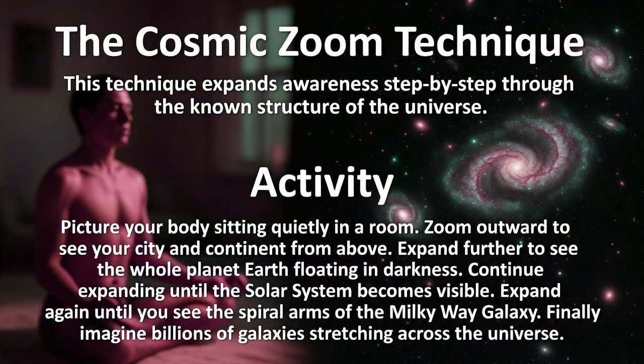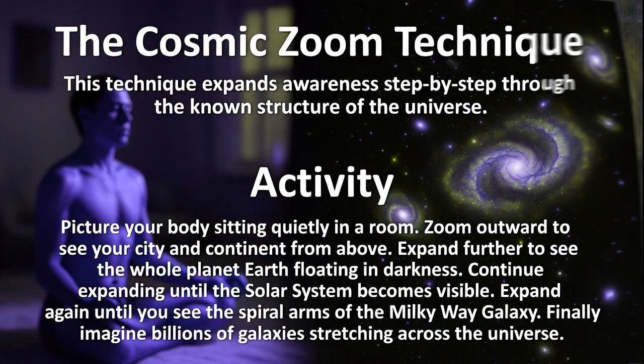2. The Cosmic Zoom Technique. This technique expands awareness step by step through the known structure of the universe. Activity: Picture your body sitting quietly in a room. Zoom outward to see your city and continent from above. Expand further to see the whole planet Earth floating in darkness. Continue expanding until the solar system becomes visible. Expand again until you see the spiral arms of the Milky Way galaxy. Finally, imagine billions of galaxies stretching across the universe. This exercise trains the brain to visualize scale and complexity beyond human perception.